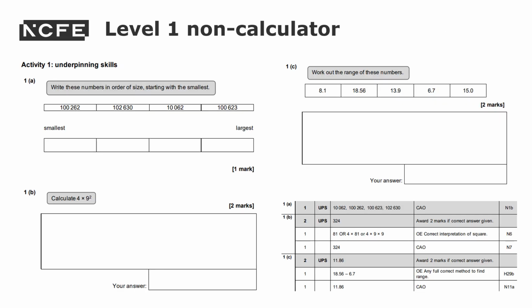Here we have some examples of underpinning skills questions at level 1 in the new style. So our first one is simply write these numbers in order of size, starting with the smallest. There's no context given, no context needed. We're just assessing underpinning skills, so we've just got the question with no context. Similarly, 1b, calculate 4 times 9 squared. Quite straightforward. 1c, work out the range of these numbers. Again, no context in any of these questions, and you can see in the mark scheme it's clearly labelled that these are UPS underpinning skills questions, and the mark scheme will tell you what the marks are awarded for.